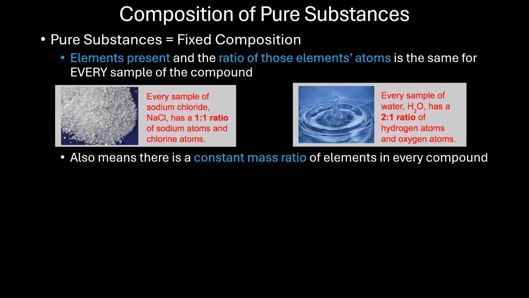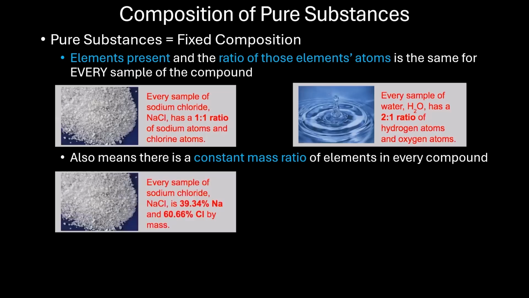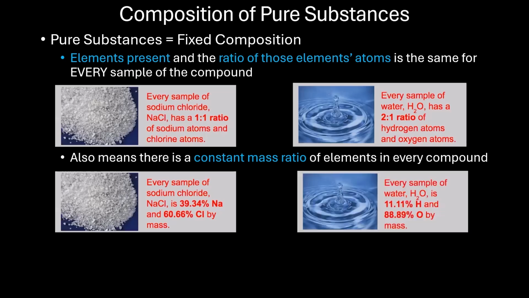So this also means that there's a constant mass ratio of elements in every compound. For every sample of sodium chloride, the mass ratio should be 39.34% sodium to 60.66% chlorine by mass. For water, it should be 11.11% hydrogen and 88.89% oxygen by mass. This is because hydrogen's mass is way smaller than oxygen's mass. Even though there's double the amount of hydrogen atoms, it's a lot less in mass compared to the oxygen.